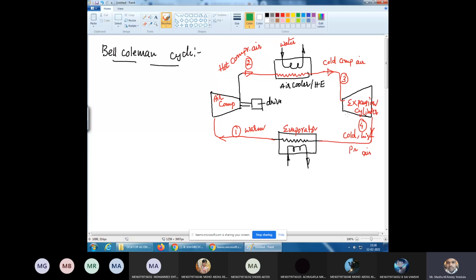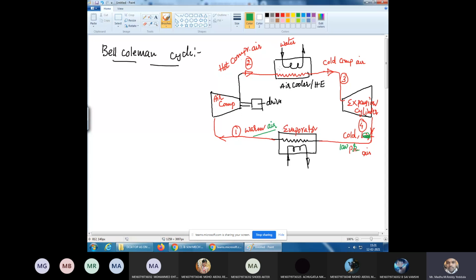Right. So this is the cold compressed air. Cold compressed air is allowed to pass through the expansion cylinder, thereby its pressure drops. It is cold, low pressure air. So this air is our refrigerant, the medium. This air has to absorb the heat from the evaporator, thereby its temperature is increased. Therefore, warm air is coming out of the evaporator.